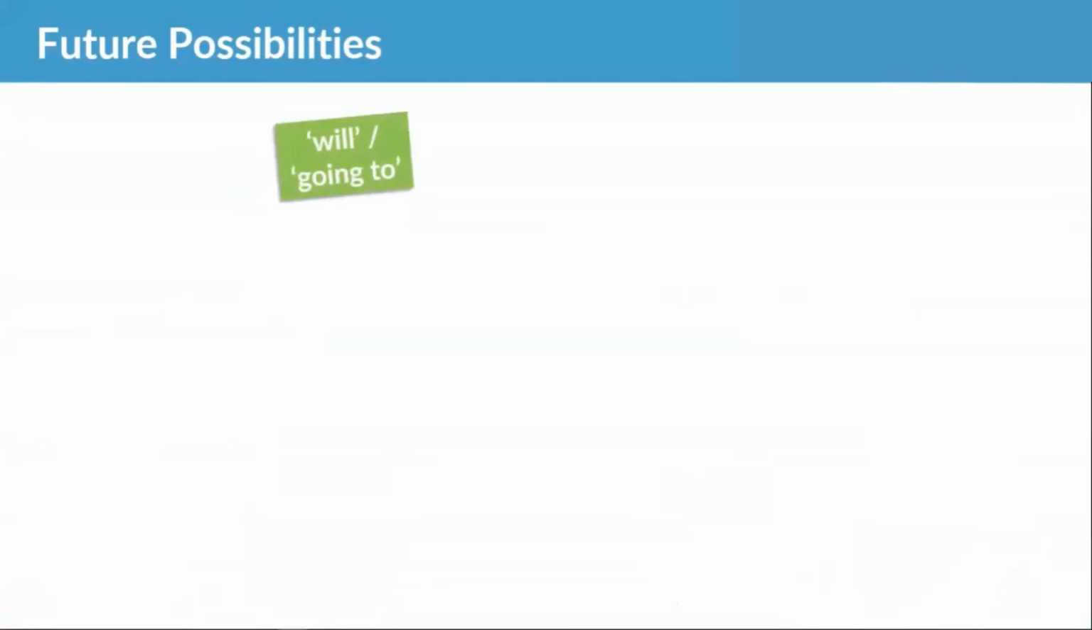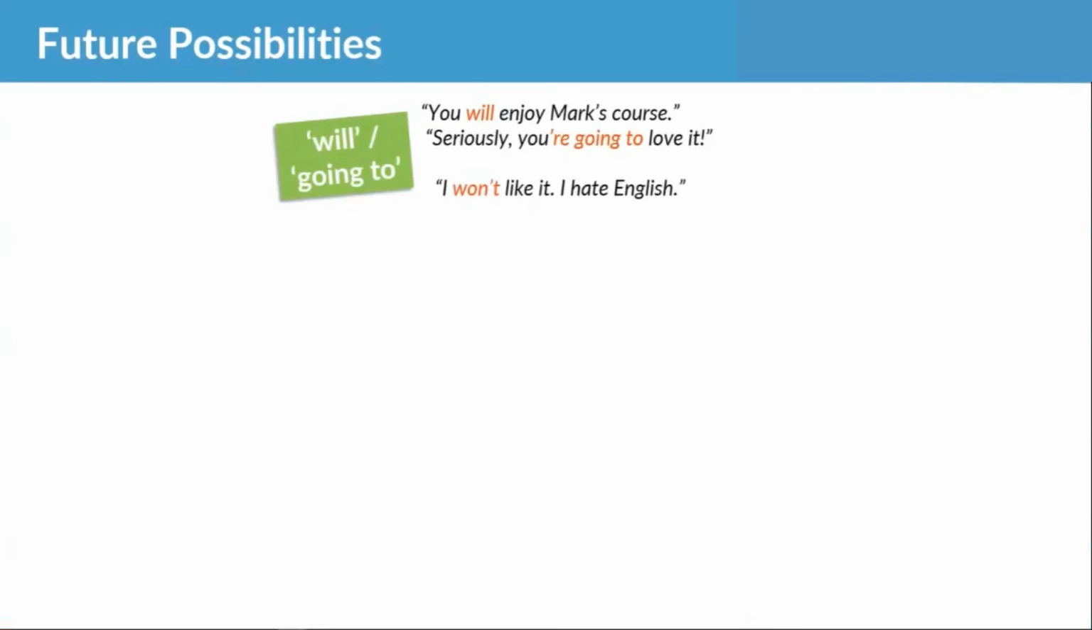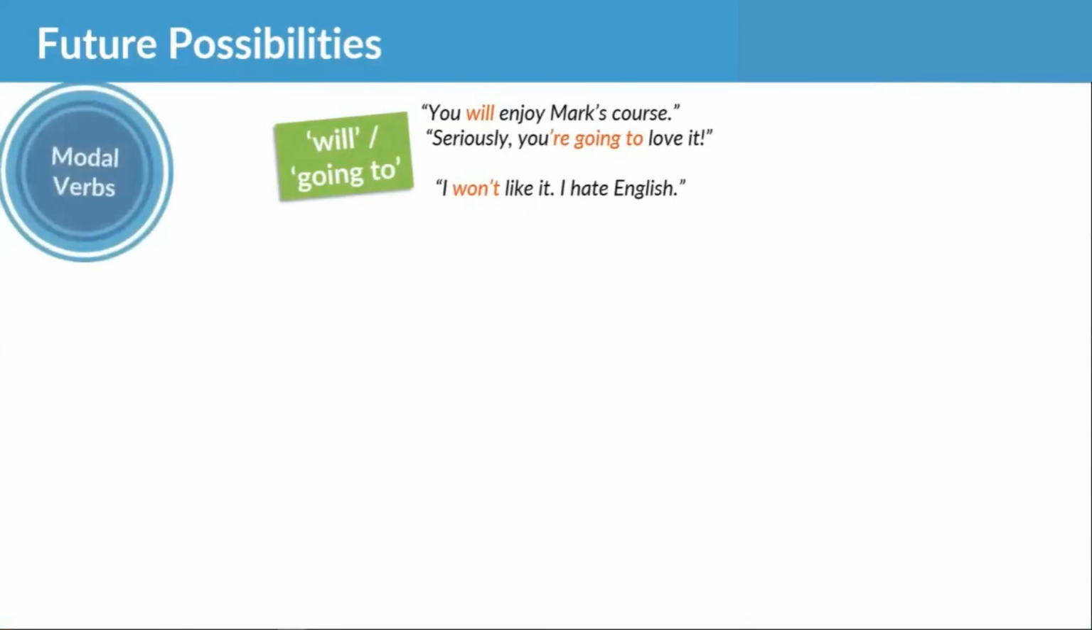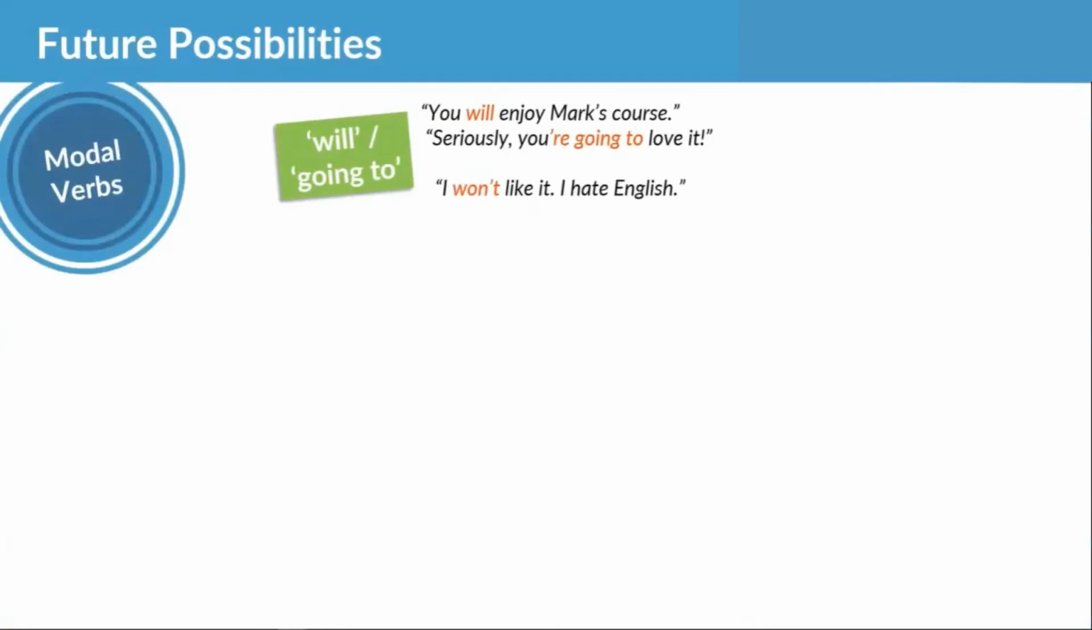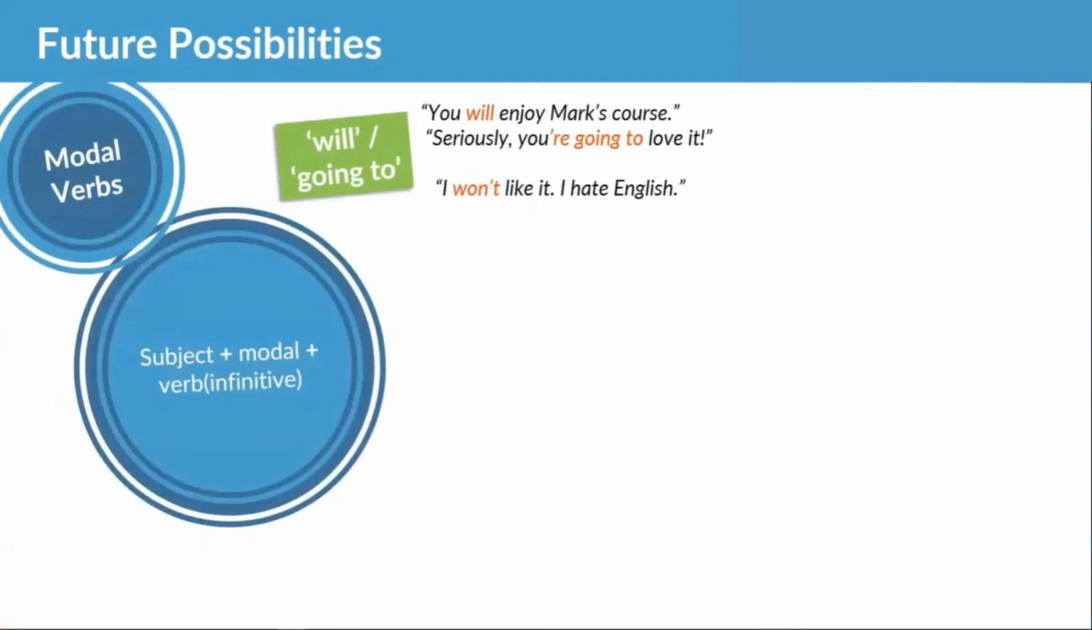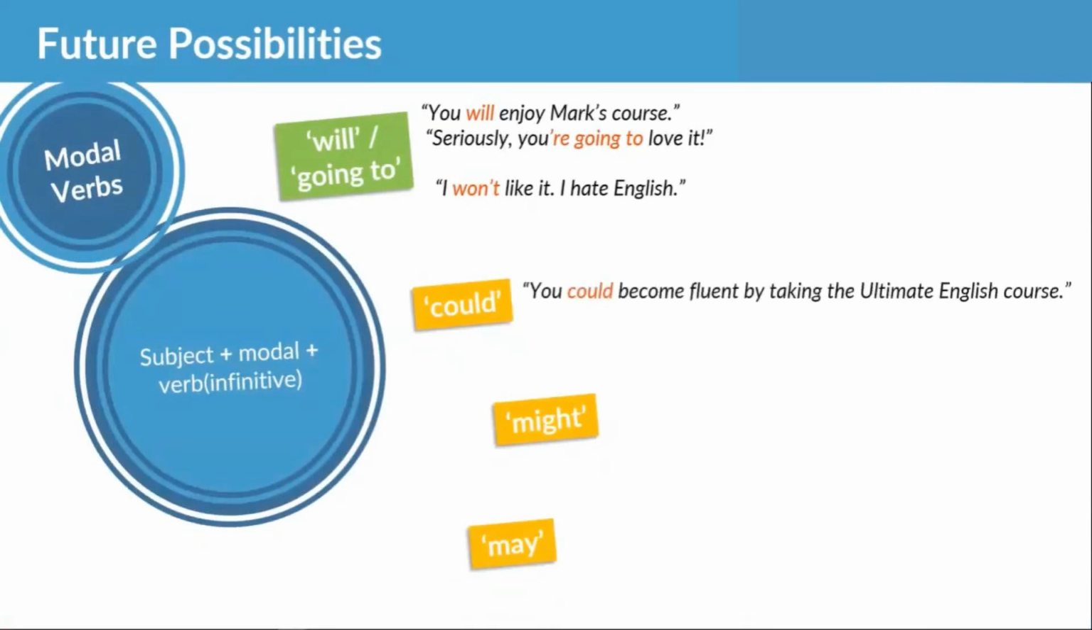So let's look at these. Will or going to, we know is 100%. You will enjoy Mark's course. Seriously, you're going to love it, okay? It's 100%. I won't like it. I hate English. So they are your 100% future simple. But then we've got our modal verbs, and we know we use subject, modal, and then the verb in the infinitive.